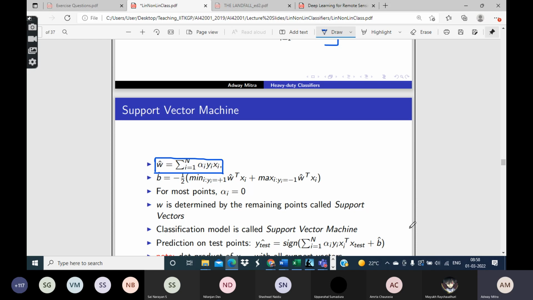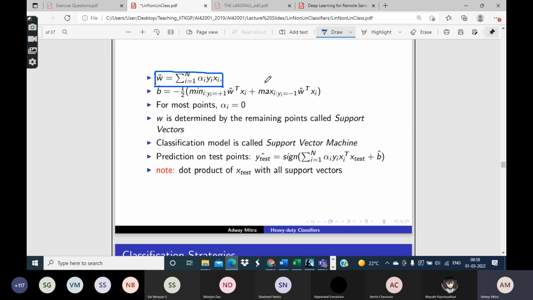And it will also turn out that for most of the points, note that alpha is present for each of the points. For every point we had a constraint, and corresponding to that we had a Lagrangian multiplier. So it will turn out that for most points the Lagrangian multiplier will be 0. Only for the remaining points for which alpha is not 0, those are going to be called the support vectors. So W is actually a linear combination of a small number of points only, which we'll call the support vectors.